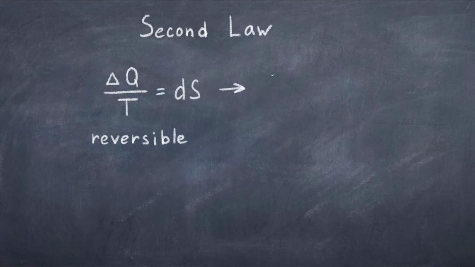Thus, if we add heat to the system, S increases, and if we take heat away, the entropy decreases.